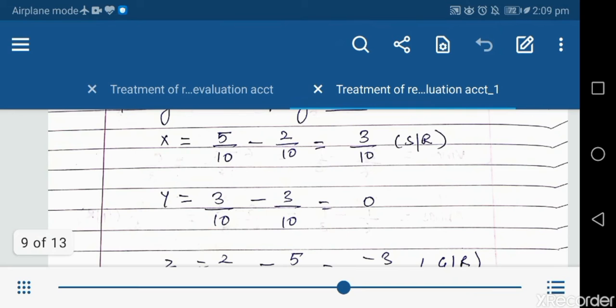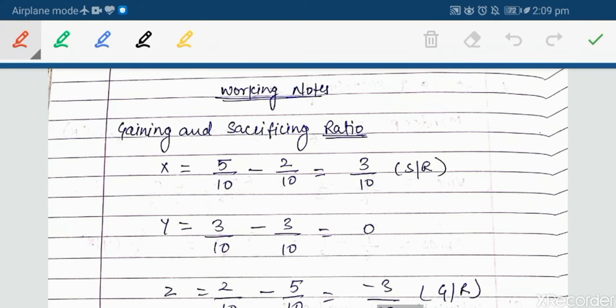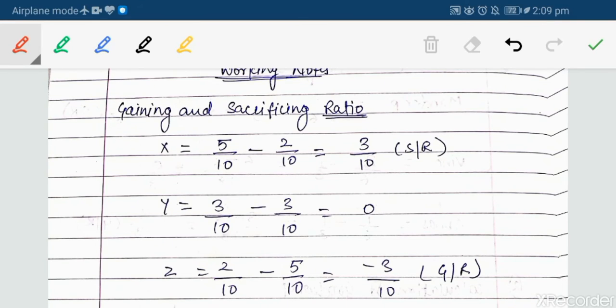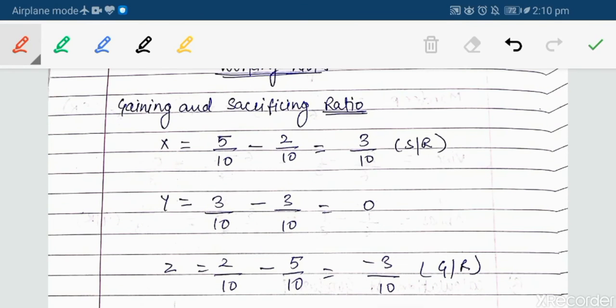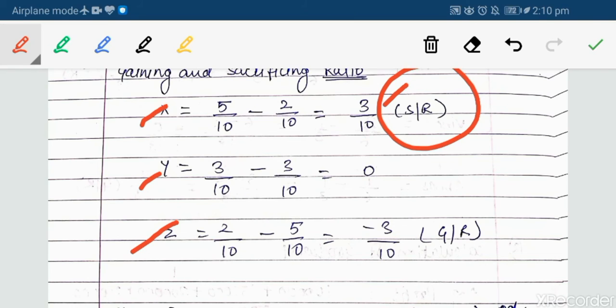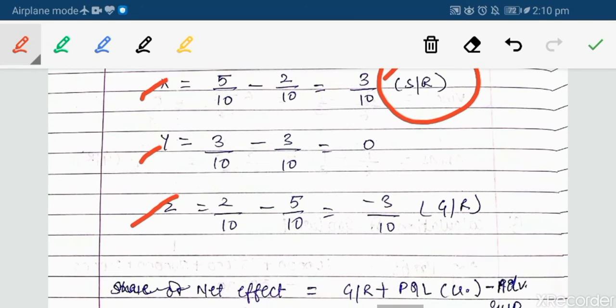So let's go to the working note, and let me take my pen out. Because we have to pass the adjustment entry, the first thing is to find out the gaining and sacrificing ratio. For x, y and z, the old share is 5/10 and the new one is 2/10, so 5/10 minus 2/10 gives the sacrificing ratio for x as 3 by 10. For y it is 3 by 10 minus 3 by 10, so nothing there, and for z it is 3 by 10 gaining ratio.